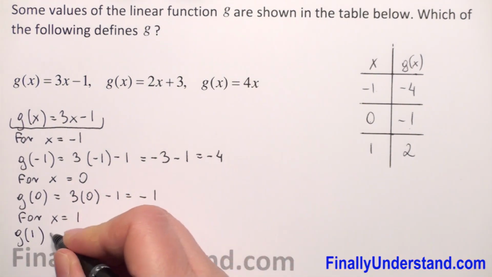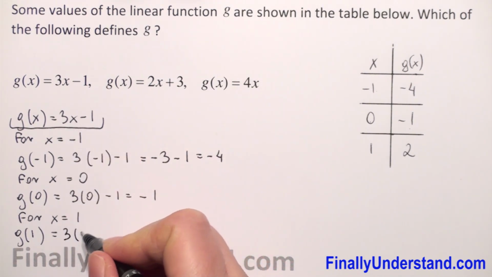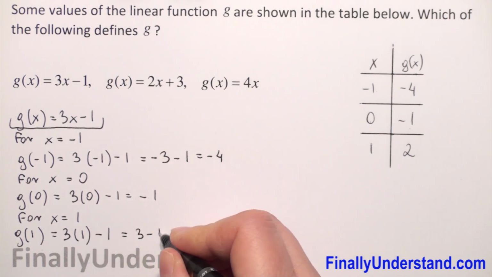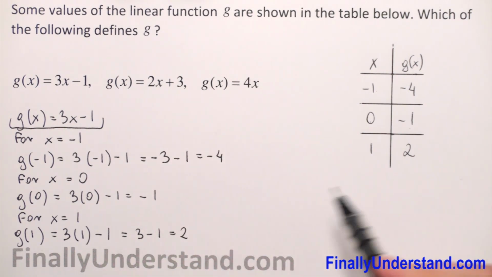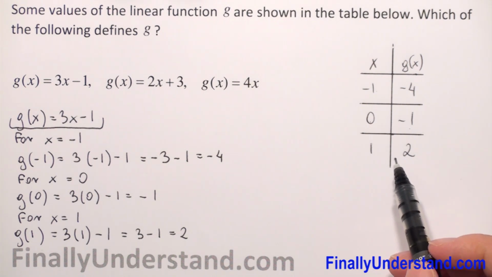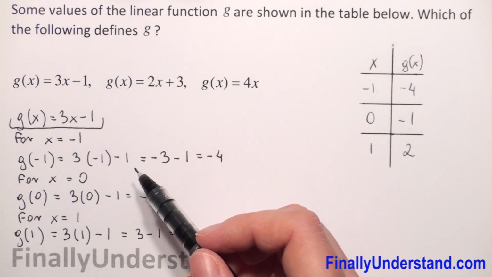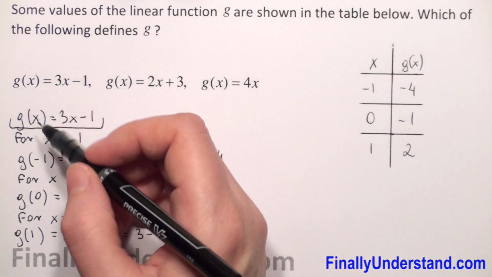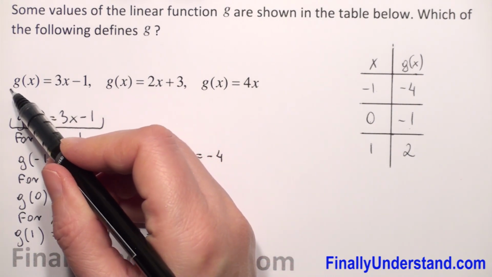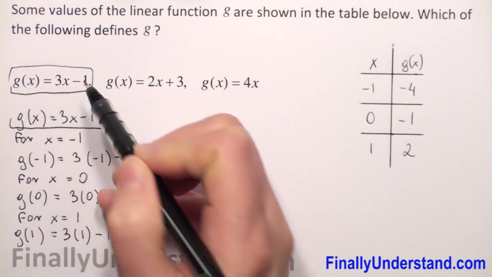So let's see what will be for x equals 1 now. g of 1 is equal to, we have to substitute x now by 1. So we have 3 times 1 minus 1, so this is equal to 3 times 1 is 3 minus 1, this is 2. For x equals 1, we got the value 2. So we see that our g function is defined by the first expression. g of x is 3x minus 1.